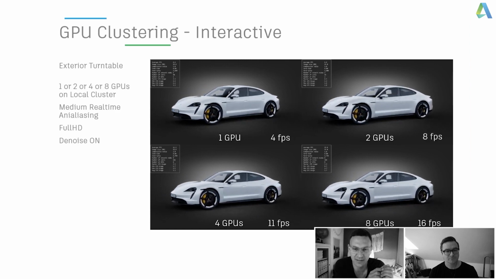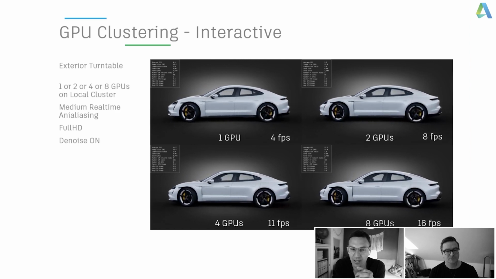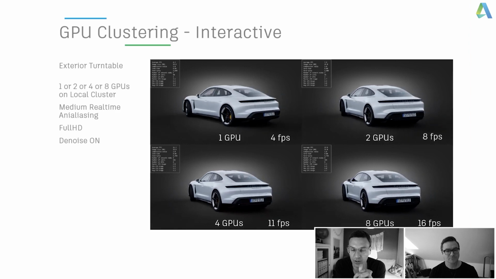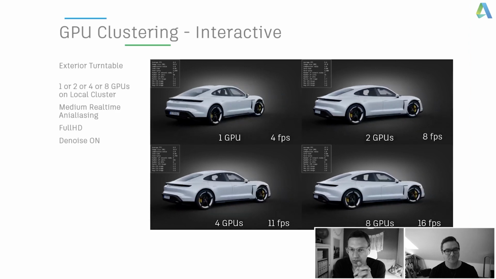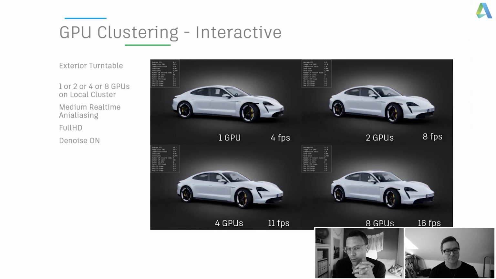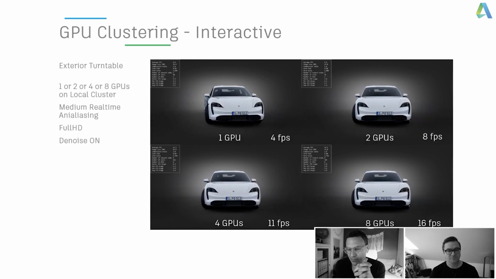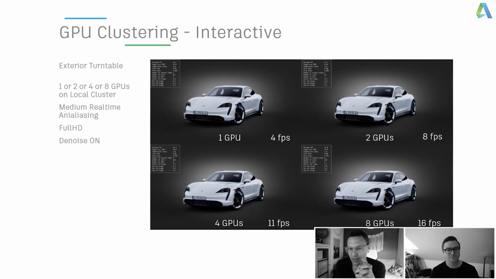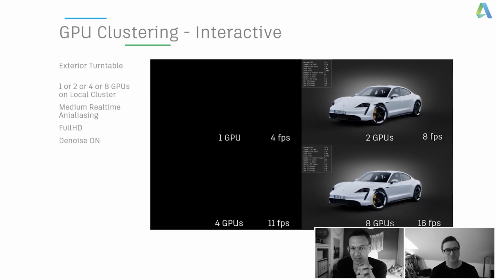we achieved 16 frames per second on 8 GPUs and 4 frames per second on 1 GPU. And to be completely honest with you here, we were a bit disappointed about the frame rates because we expected the 8 GPUs to be a lot faster than only 4 times as fast as 1 GPU.